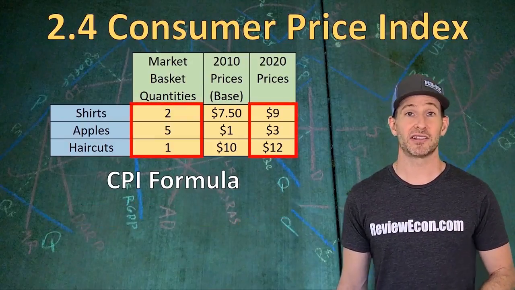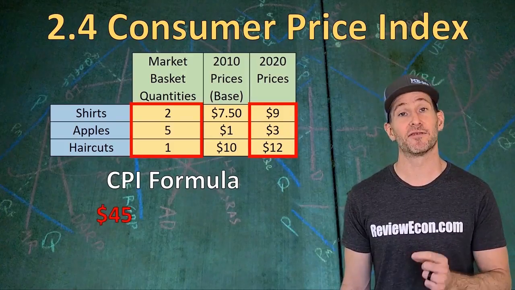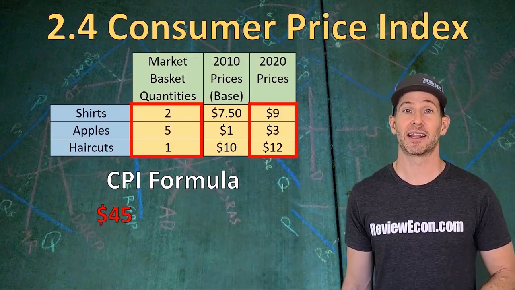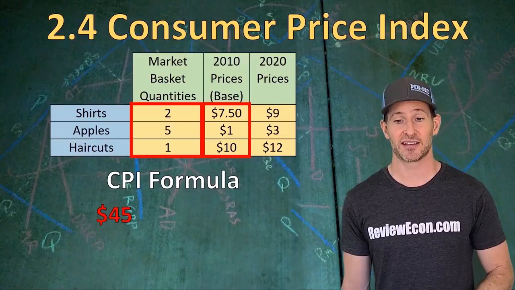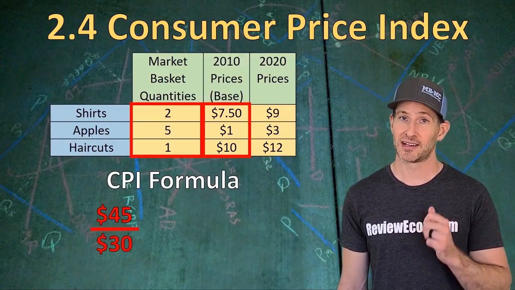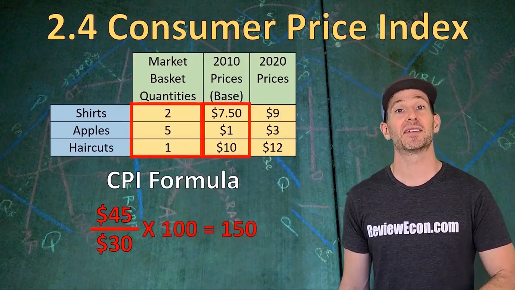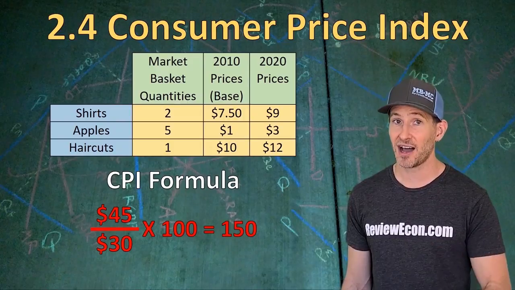If we take the quantities and use 2020's prices, that gives us a current value of this market basket of $45. If we calculate it again using the base year prices for 2010, that gives us a base year value of $30. Divide 45 by 30, then times 100, that gives us a consumer price index of 150.